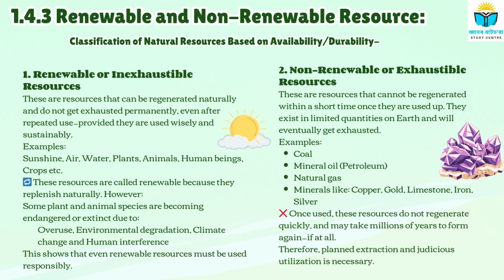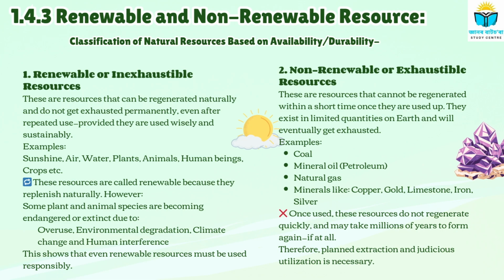If we are asked why these are called renewable resources, then we can say these are called renewable because they replenish naturally. But even they must be used carefully. Some plant and animal species are becoming endangered or extinct due to overuse, environmental degradation, climate change, and human interference. This tells us that even renewable resources must be used responsibly.